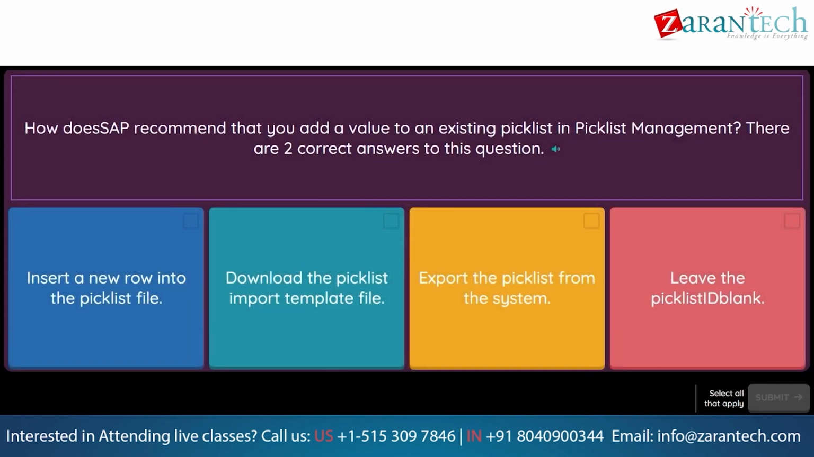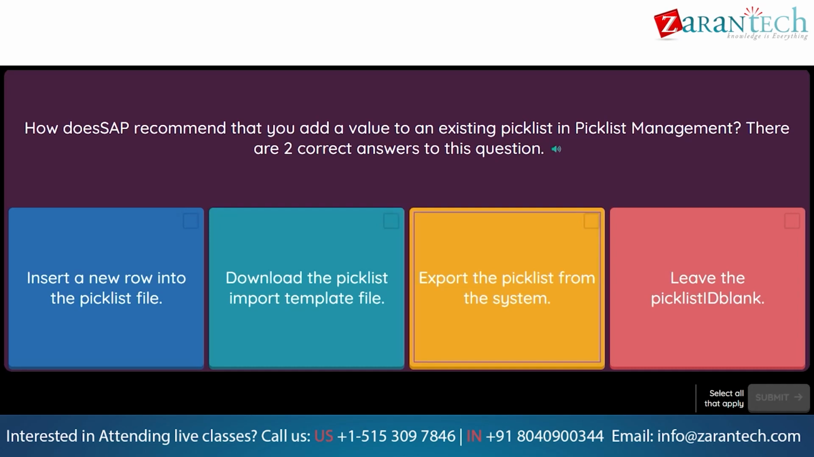Question: how does SAP recommend that you add a value to an existing pick list in pick list management? There are two correct answers to this question. Option 1: insert a new row into the pick list file. Option 2: download the pick list import template file. Option 3: export the pick list from the system. Option 4: leave the pick list ID blank.